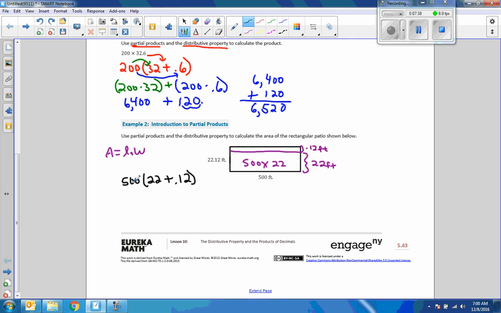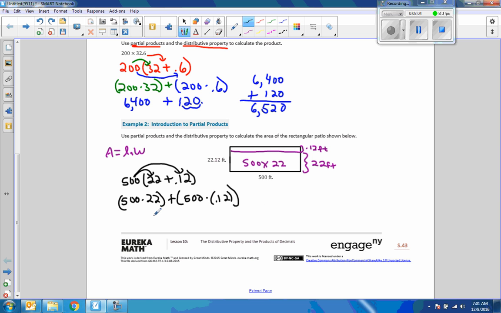500 times 22 plus 500 times 0.12. So I distribute, I get 500 times 22 plus 500 times 0.12. I'll put parentheses there just so you see that the times and that decimal aren't the same thing.